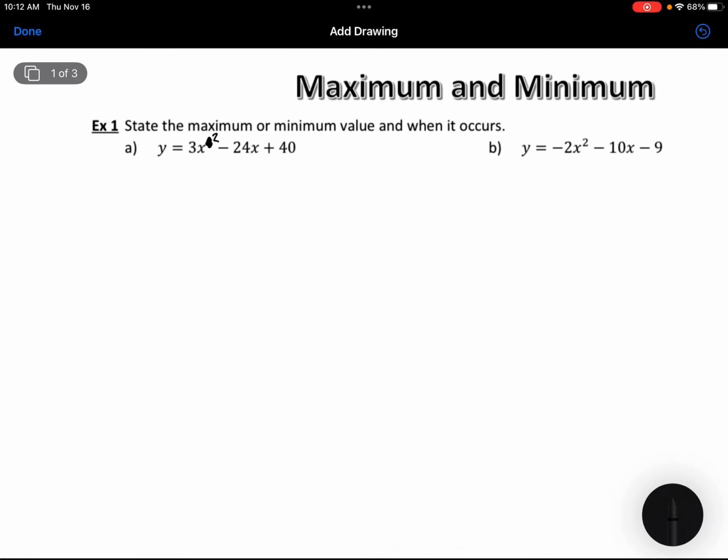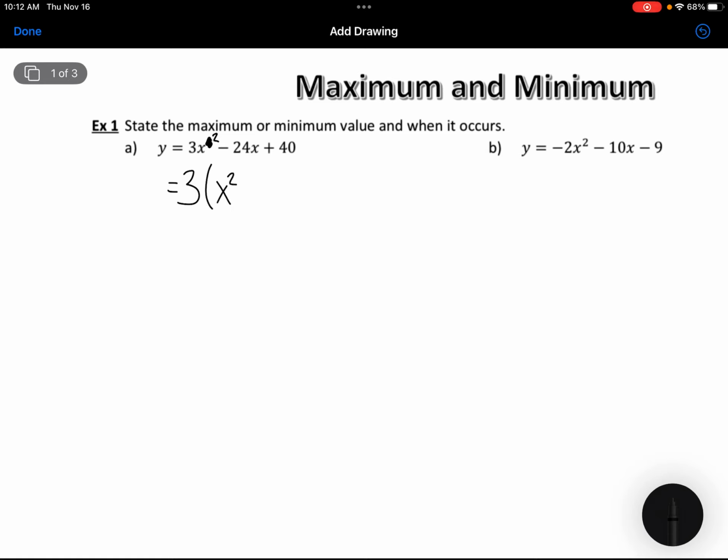Well, we know that we can do that by putting this into vertex form because that shows us the maximum or minimum, depending on which way the quadratic opens. So for this first one, we're going to be doing the same steps we've been doing all along. We're completing the square. So we're going to put the 3 in front.